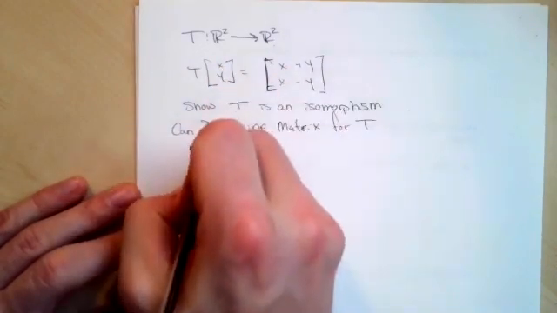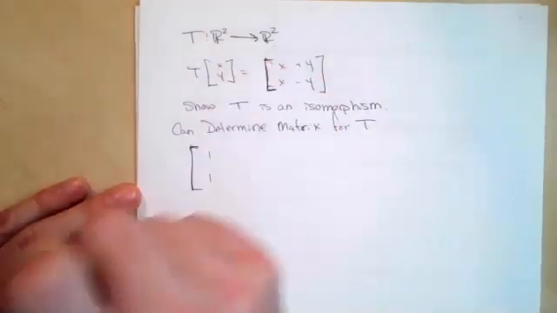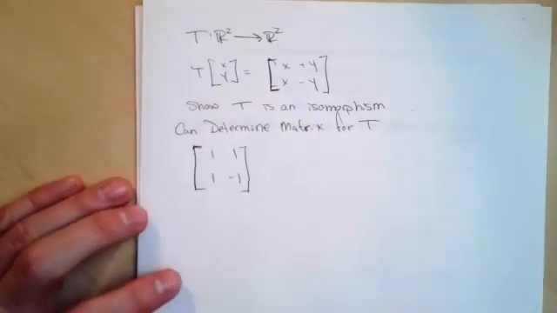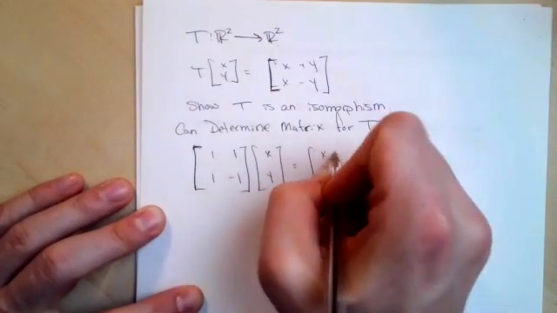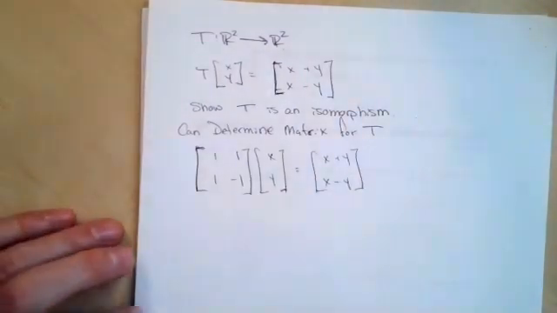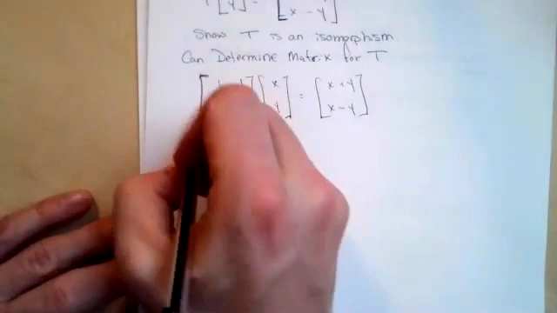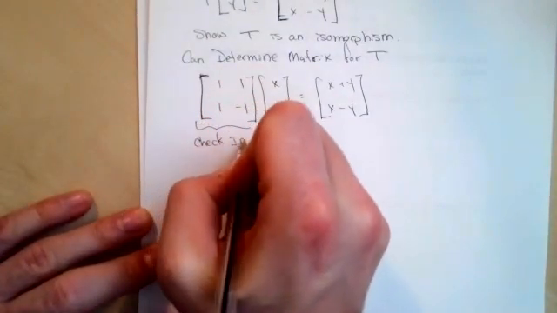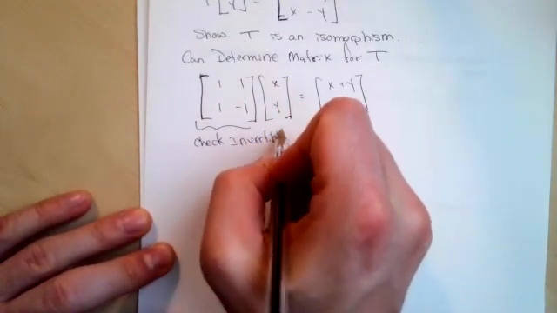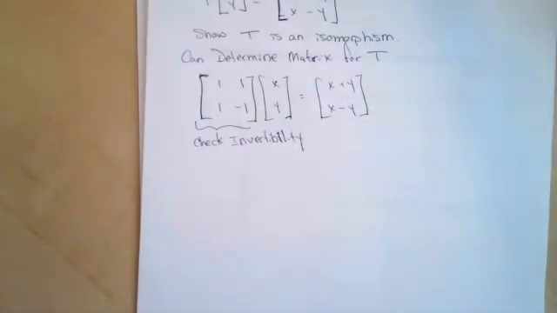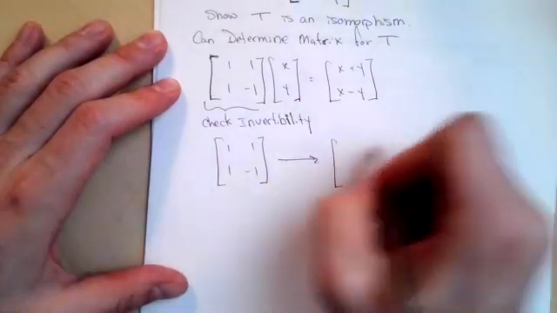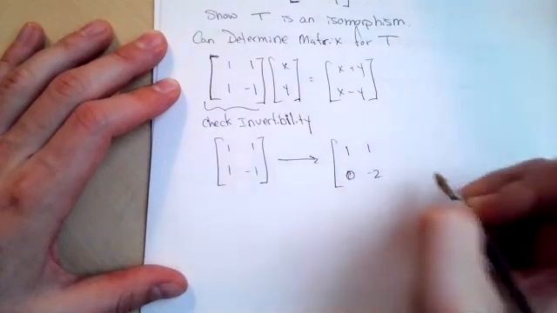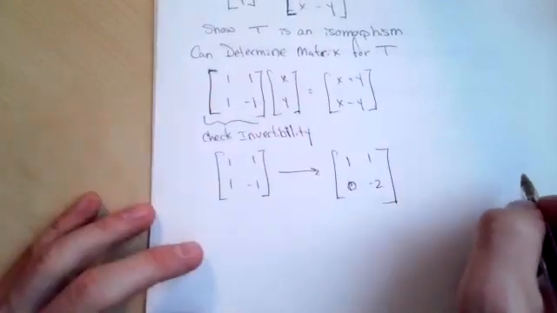So what is the matrix associated with T? Well, what's T of (1, 0) going to be? It'll go to (1, 1). That'll be our first column. What's T of (0, 1) going to be? It'll be (1, minus 1). And of course, you can check that if that matrix acts on (x, y), we will get that exact transformation. And so what we can do is check invertibility. Namely, we can row reduce. So subtract row 1 from row 2.